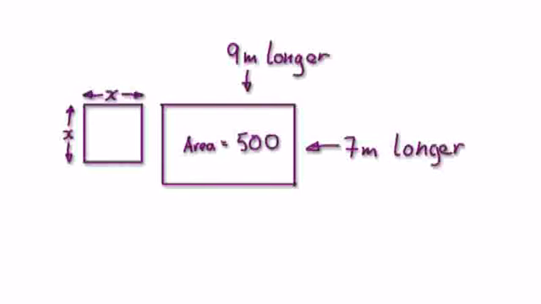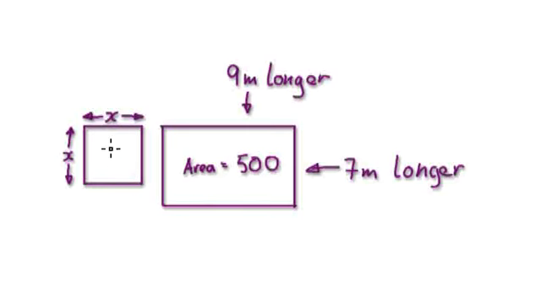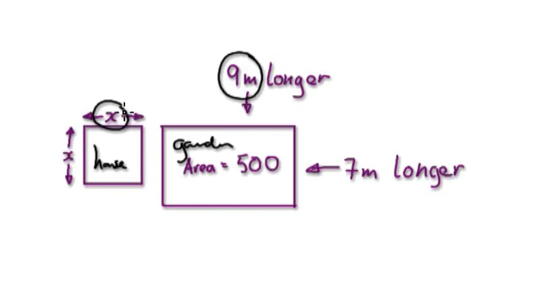Okay, let me give you guys this problem here. Let's say I live in a square house. This is my house here, and this is my garden here. The length of the garden is 9 meters longer than the length of the house, and the width of the garden, this length here, is 7 meters longer than the width of the house.